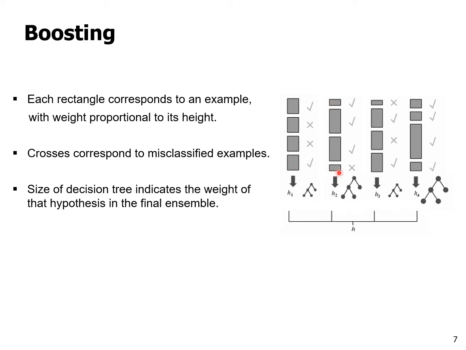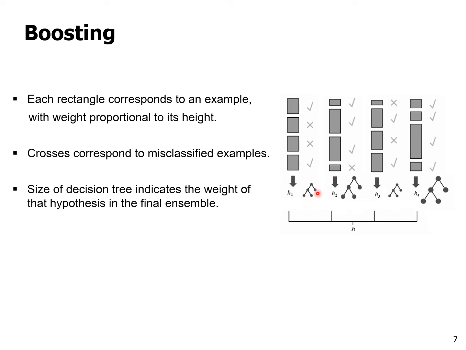And then again, we construct another decision tree classifier like this, and we classify the data using this classifier. Let's say these three are correct, and this one is an error. By the way, if you look at the size of each classifier, I said the size of a classifier is its weight, and the weight of a classifier means its importance.